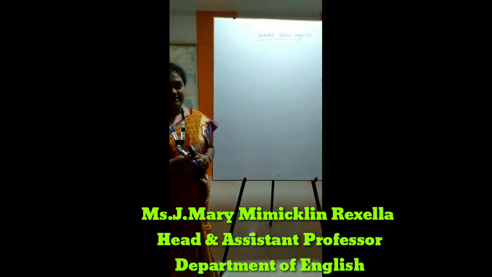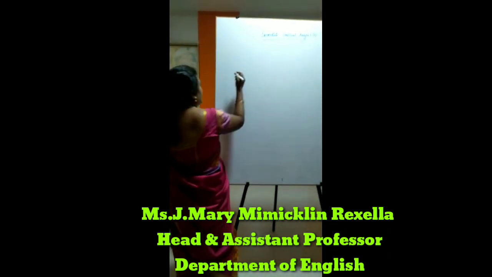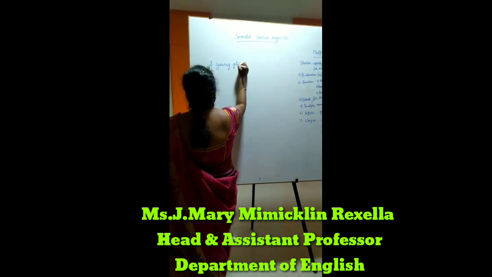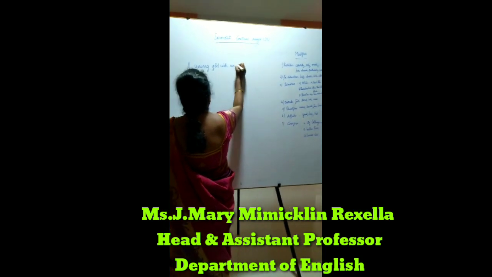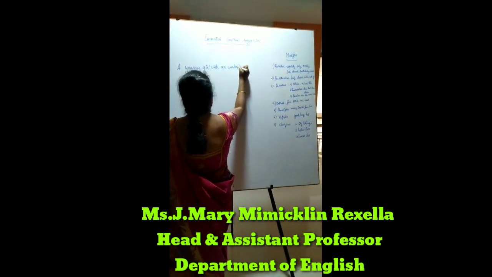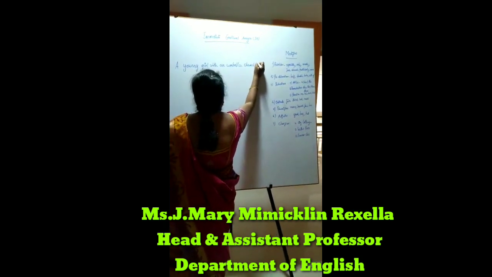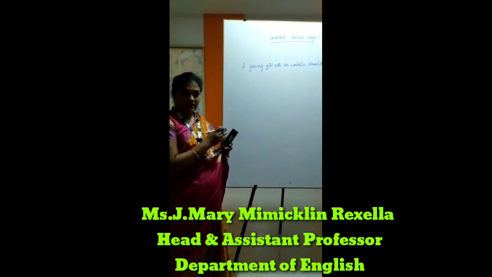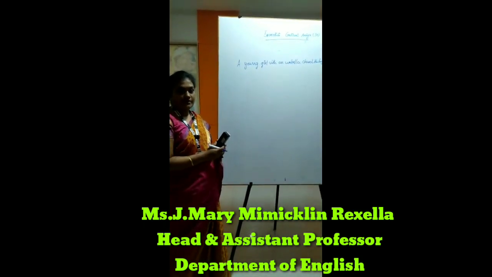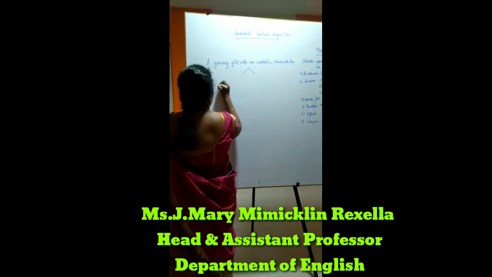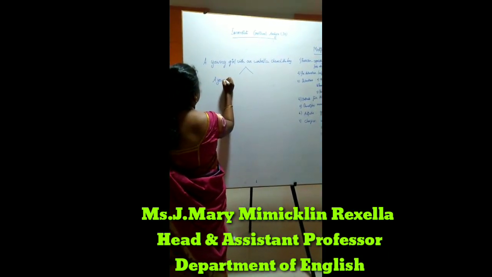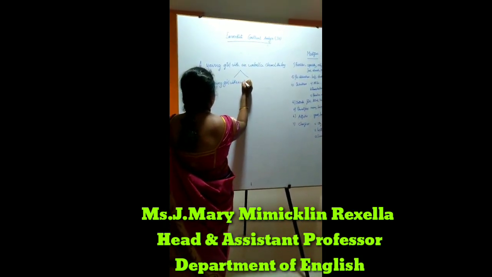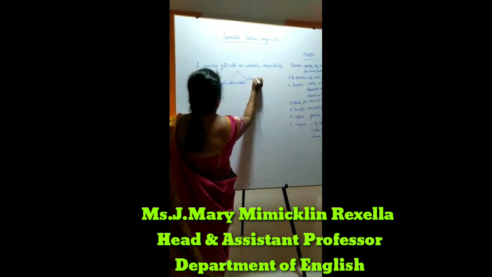I'll show you an example sentence for the constituents. A young girl with an umbrella chased the boy. This is the sentence. We are going to divide the sentence into two immediate parts, and another two, till the morpheme is arrived at. A young girl, with an umbrella, chased the boy.